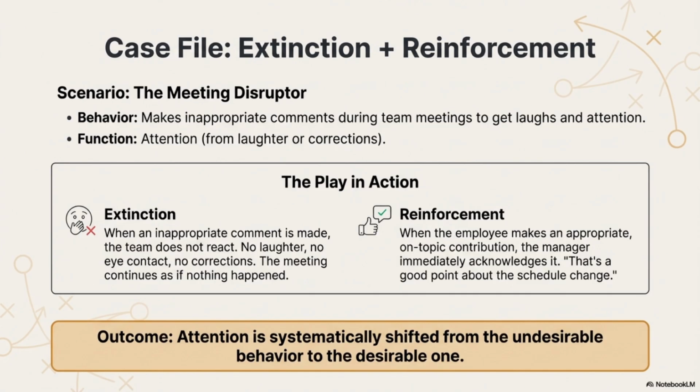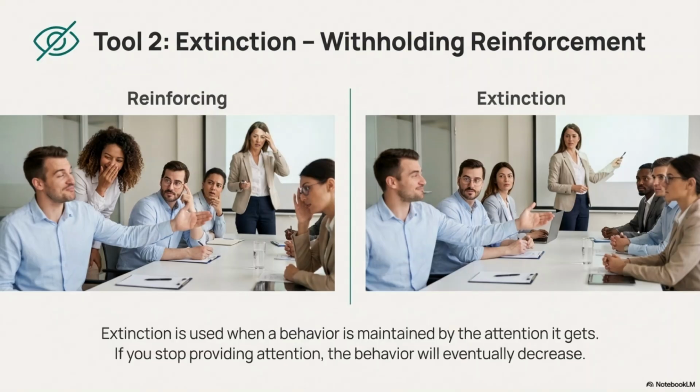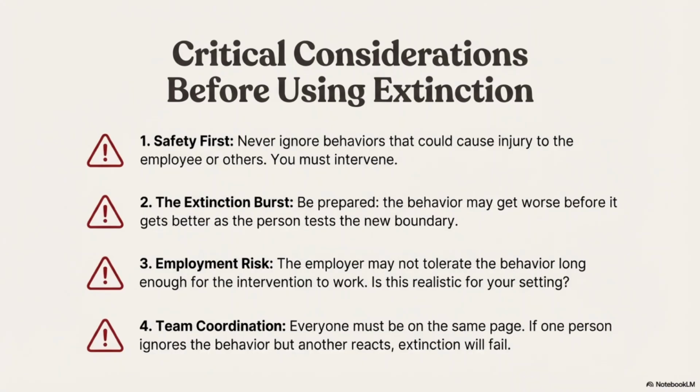Example from workplace. An employee makes inappropriate comments during team meetings to get laughs and attention. Everyone reacts. Some laugh, some tell them to stop. Extinction plus reinforcement approach: when inappropriate comments happen, no one reacts. No laughter, no correction, just continue the meeting. When the employee contributes appropriately to the meeting, immediately acknowledge it. You're removing attention from inappropriate comments and directing attention to appropriate contributions.